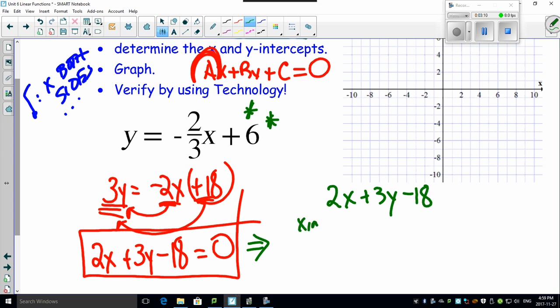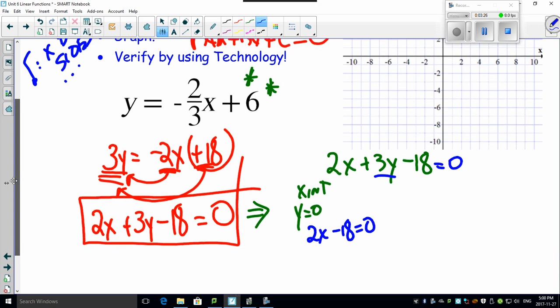So x-intercept, yep, y equals 0, which means, guess what? That guy right here is gone. So this leaves you 2x minus 18 equals 0, right? Don't forget this was originally equaling 0, all right? So bringing the 18 over, 2x equals 18, dividing it by 2, x equals 9. There it is. Beautiful. So we know our intercept is x equals 9, and I'm just going to plug a point right there.